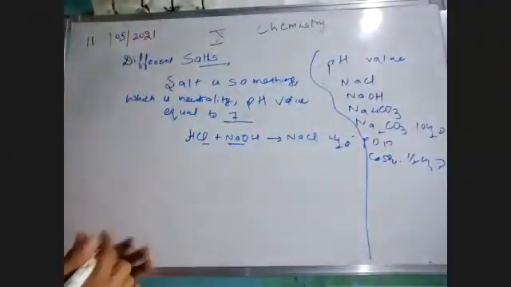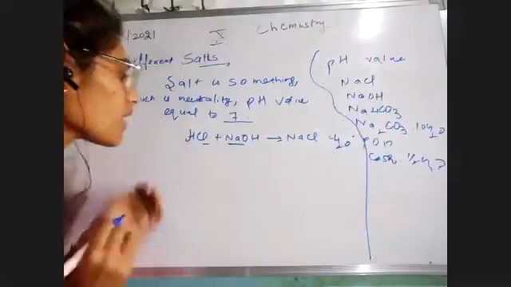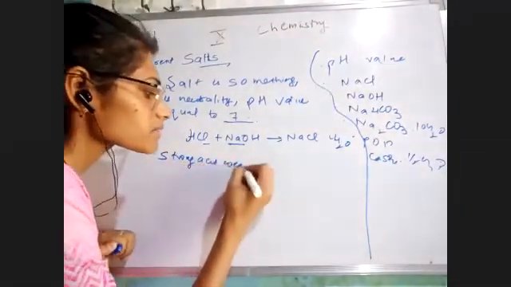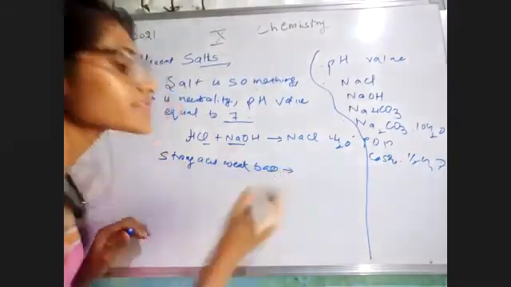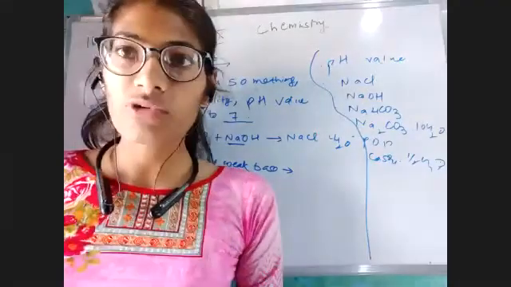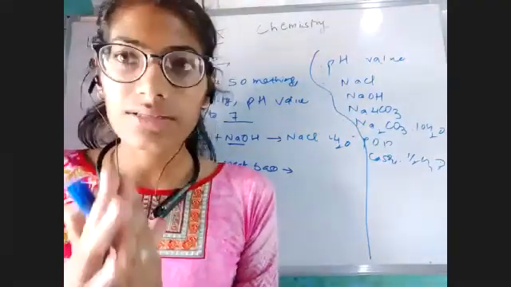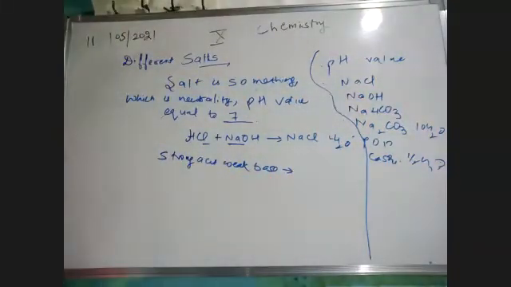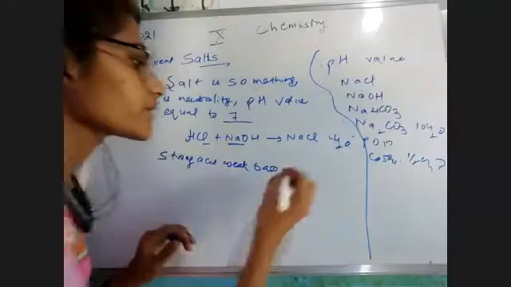But what would happen if we react a strong acid with a weak base? That means it is not completely neutralized. Only then we can say that there is a formation of salt. So I would say, if the strong acid and the weak base are reacted to each other, the pH value must be less than 7.